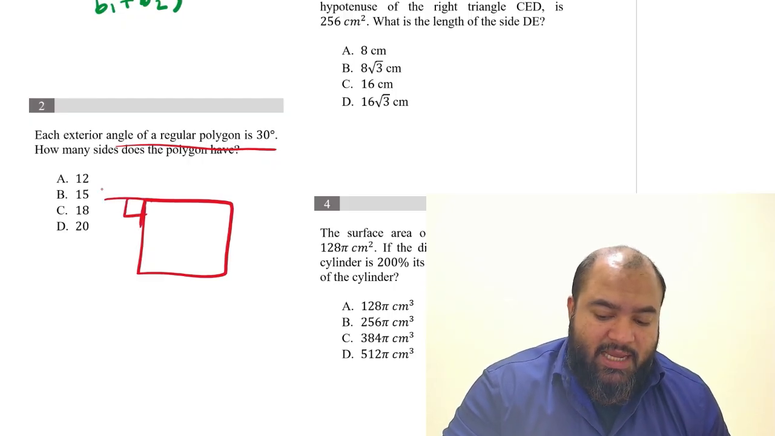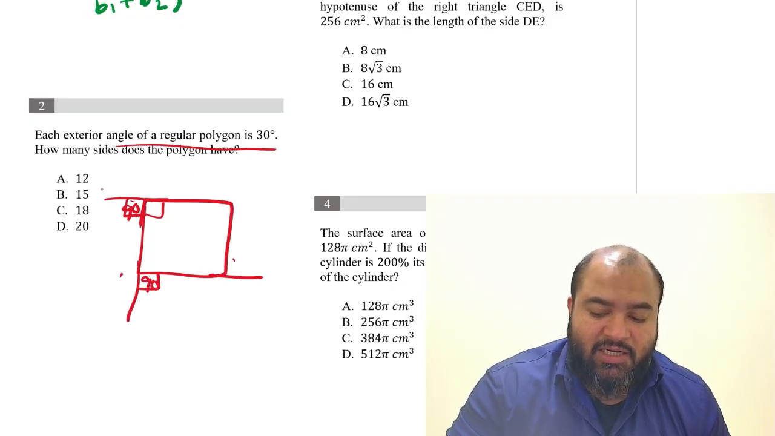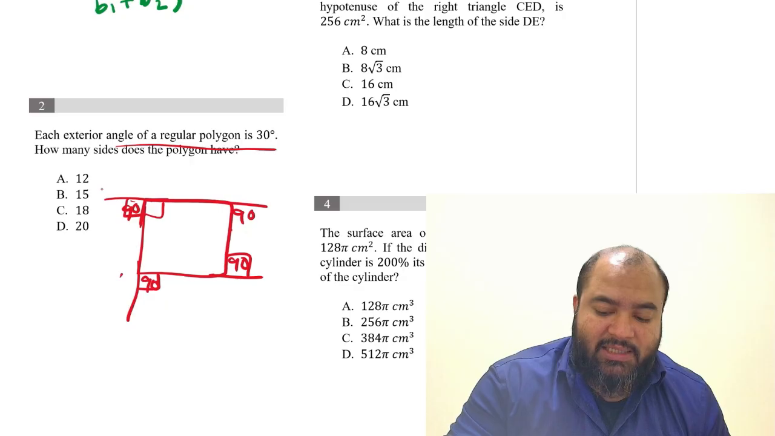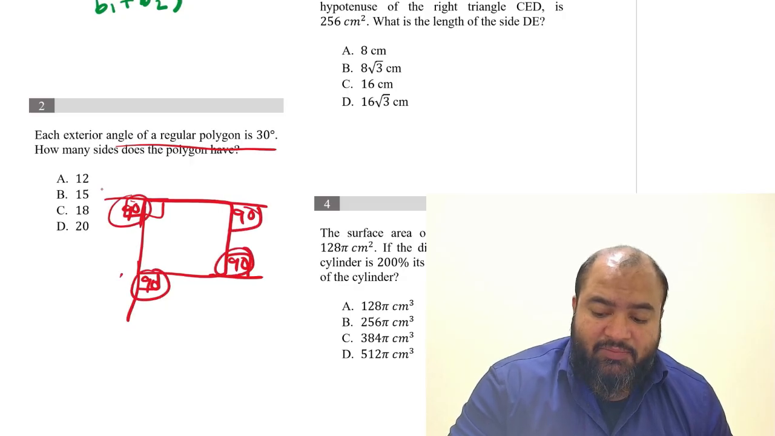Exterior angle is the angle that makes 90 with the interior angle. So each exterior angle of a rectangle or a square would be 90, 90. Exterior means outside. 90, 90. All four 90s add up to 360.